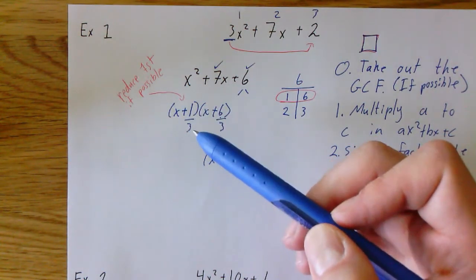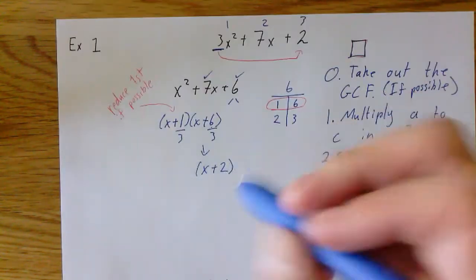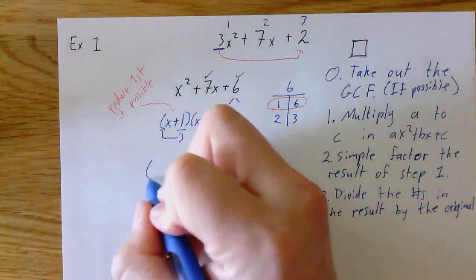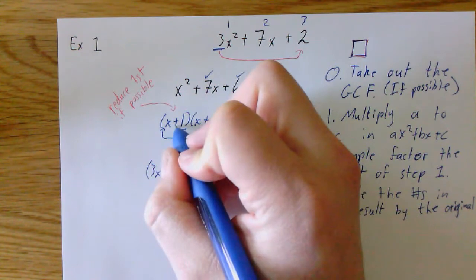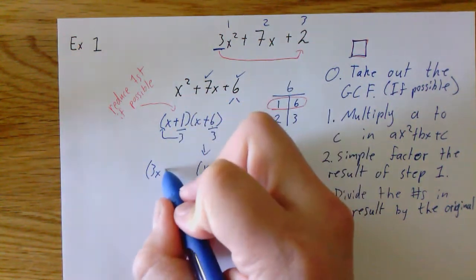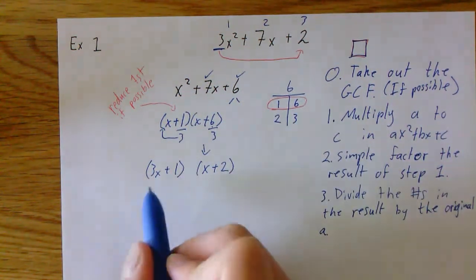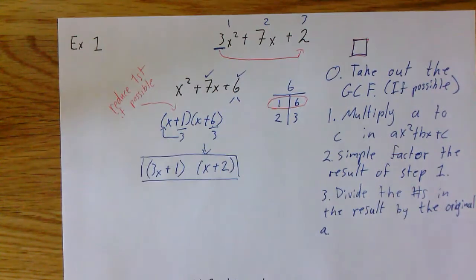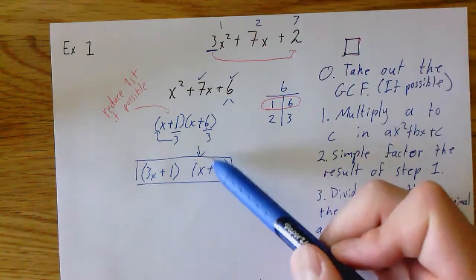So what we do instead is we take this 3 and we actually move it in front of the x to get 3x, and then we just bring down this piece here, plus 1. Okay, this is our answer. This is completely factored now, and those are the two things that we can multiply together to make this. You could FOIL this out.